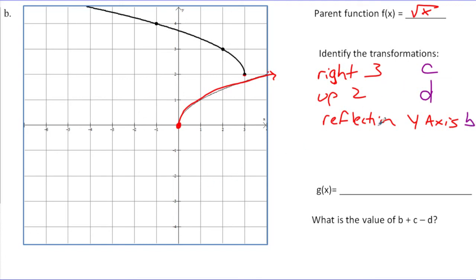So I'm going to start off with my square root of x. And I'm going to give myself a little space because we're going to put some stuff inside there. So let's do the easy one. An up 2 would be a plus 2 on the outside. And a right by 3 would be a positive 3 move, so I'm going to say this is x minus 3. Remember, this is the opposite of what you'd see. So I'm going to put that in parentheses. And then a reflection over the y-axis would just be changing the sign of b. So I'm going to put a minus sign there.